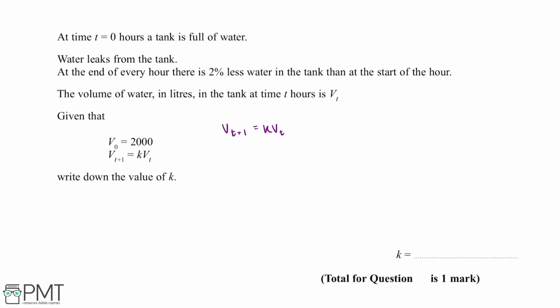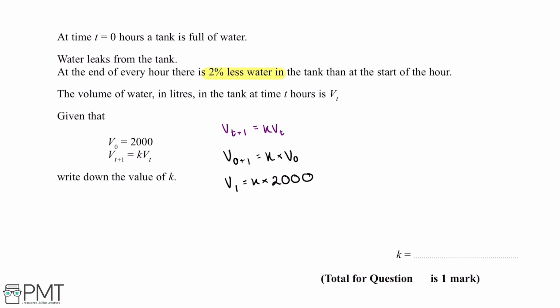So what this tells us is that V0 plus 1 is equal to k multiplied by V0. So V0 plus 1 will be equal to V1, which is equal to the volume of water in litres after 1 hour. And this is equal to k multiplied by 2000, which is the value for V0 which we've been given. Now what we've been told in the question is at the end of every hour there is 2% less water in the tank than at the start.